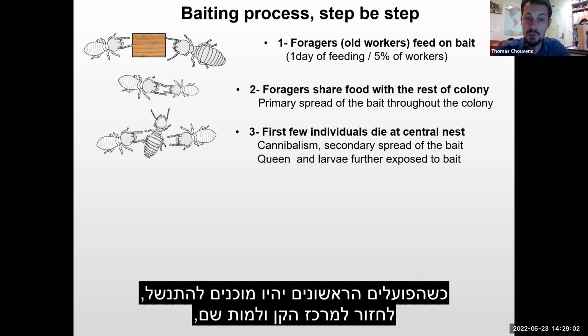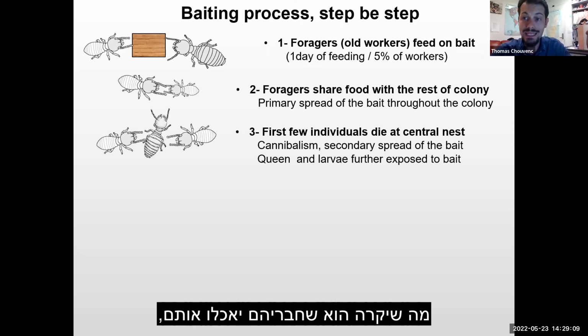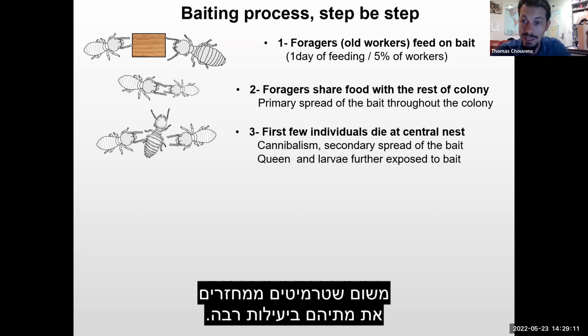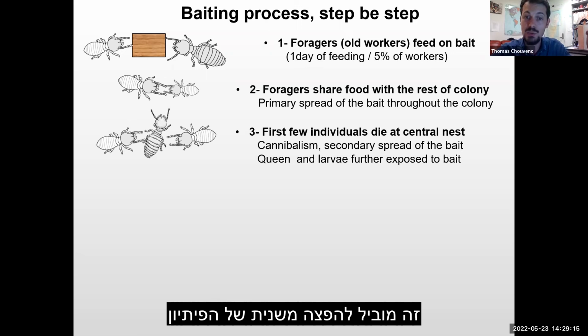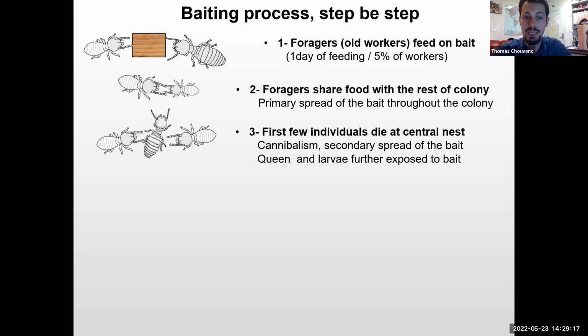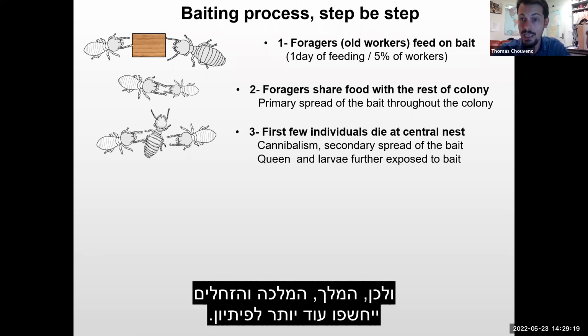When the first few individuals are ready to molt, go back to the center of the nest and die there, what happens is they are going to be cannibalized because termites recycle their dead very efficiently. This leads to a secondary spread of the bait, and therefore the king, the queen, and the larvae are going to be further exposed to that bait.